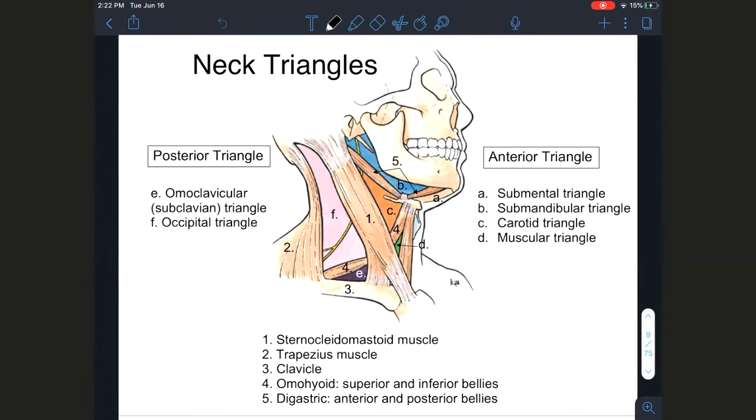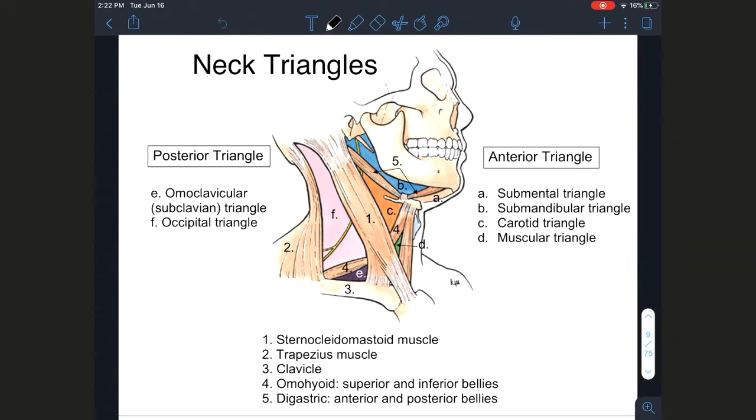If we move to your carotid triangle, which is that C area, your borders are going to be your digastrics, which is mostly going to be that posterior belly of your digastric, your SCM at the 1 here, and the superior belly of your omohyoid, which is that 4. Okay. And in the carotid triangle, that's where you're going to find your carotid pulse, and that makes sense. Carotid triangle, carotid pulse, your carotids are going to be in there for you to feel your carotid pulse.